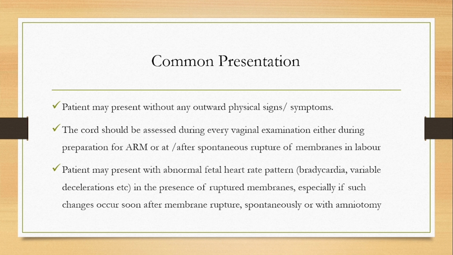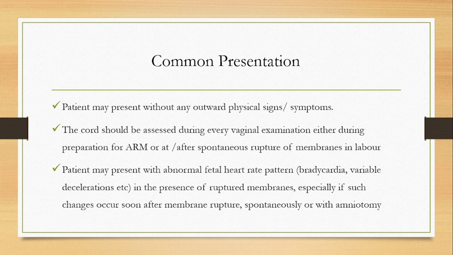Now, common presentation. Patient may present without any untoward physical signs or symptoms. That means that you have a patient with cord presentation, the patient may not even have any complaint. So there must be, like I said, high index of suspicion. Okay, the cord should be assessed during every vaginal examination, either during the preparation for artificial rupture of membrane, or after spontaneous rupture of membrane. The cord must be assessed.